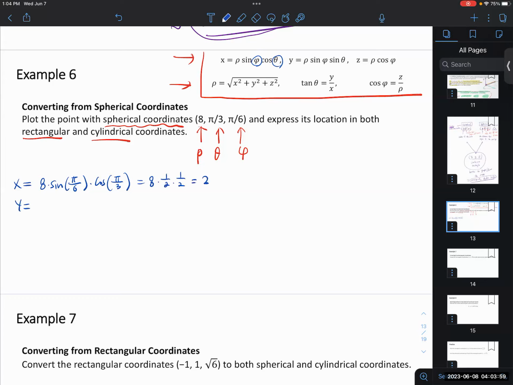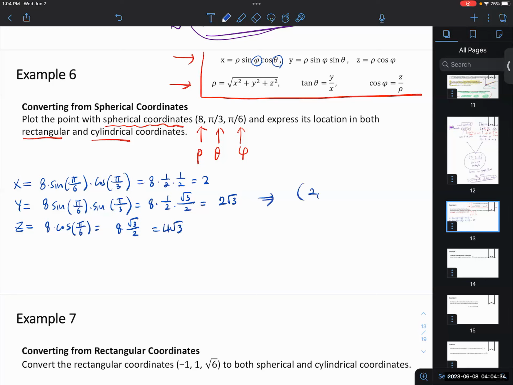2. y, same thing, 8 times sine of pi over 6 times sine of pi over 3. So 8 times 1 over 2 times radical 3 over 2. You should get 2 radical 3. The z is going to be rho, 8, times cosine phi, which is pi over 6. So you should get 8 times radical 3 over 2, which is 4 radical 3. So we get 2, 2 radical 3, 4 radical 3. This is the rectangular system, the Cartesian. So we found the rectangular coordinate system.